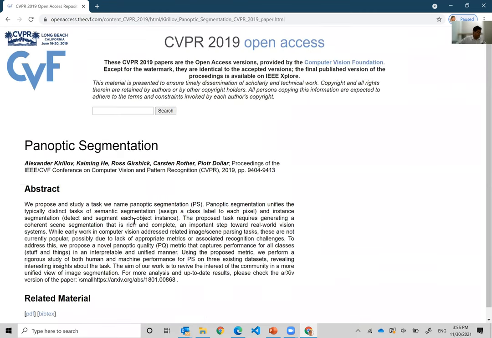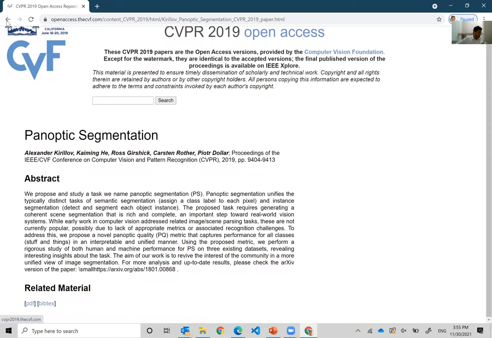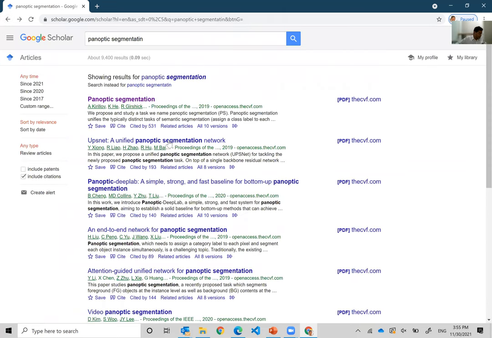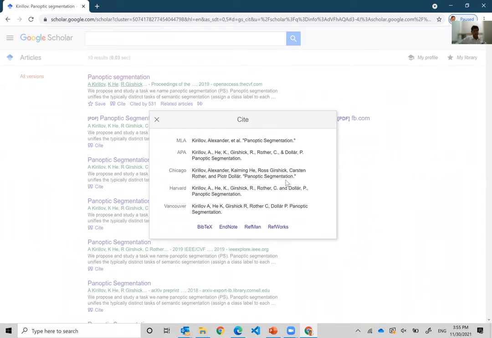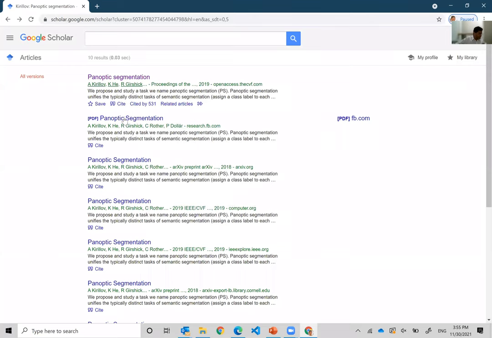Okay, so now I want to see all 10 versions. So there are 10 versions, and then let's see whether, if you cite this, it'll be okay. You can see the citation is wrong, right? You can see the citation is wrong. So don't succumb to this. As Dr. Surangika says, go for the authentic place.